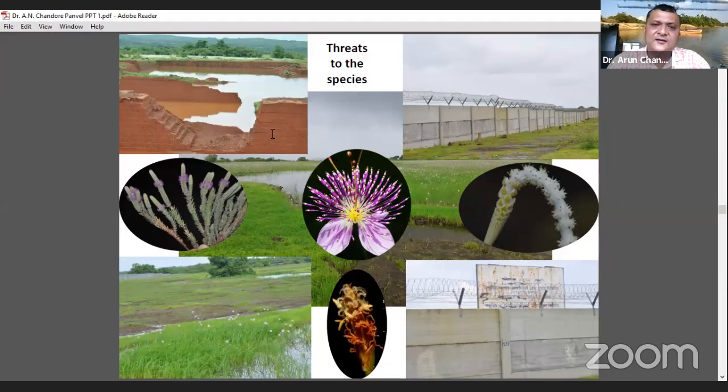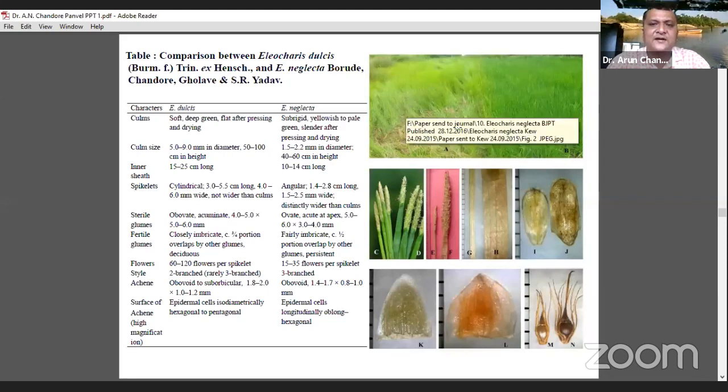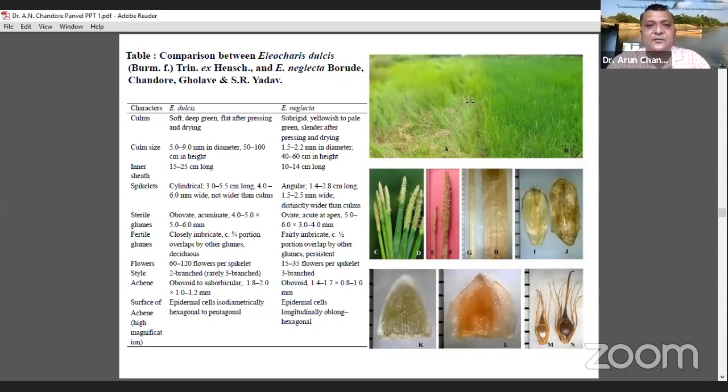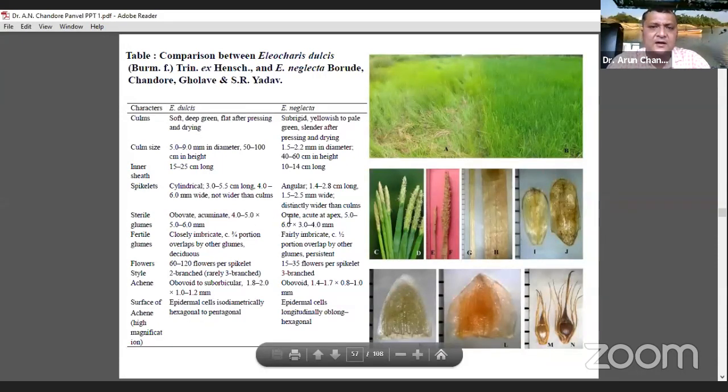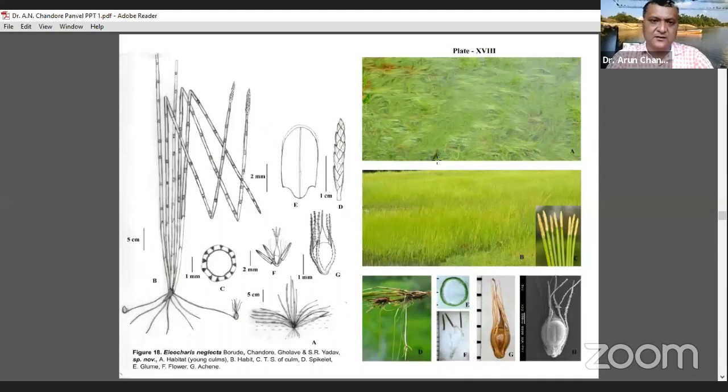Then not only this plateau area is important, other areas of Konkan are also important. You see this is Eleocharis neglecta. This species we published. This is a common species found in the coastal region, but generally it is neglected by people and wrongly identified as Eleocharis dulcis. But you see the clear differences between Eleocharis neglecta and Eleocharis dulcis: the stem, its bloom, its nut, its spike. After critical analysis, we came to the conclusion and proposed this as Eleocharis neglecta. Why neglecta? Because it is common but neglected by people and wrongly identified as Eleocharis dulcis. And this paper was published in a journal. Here is the paper.